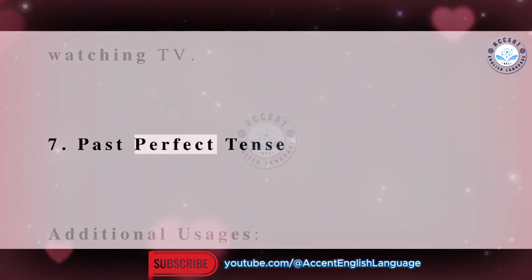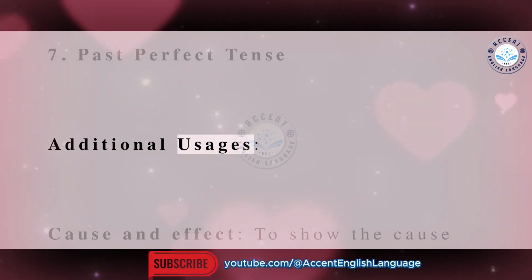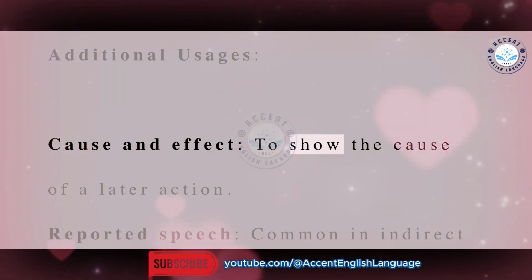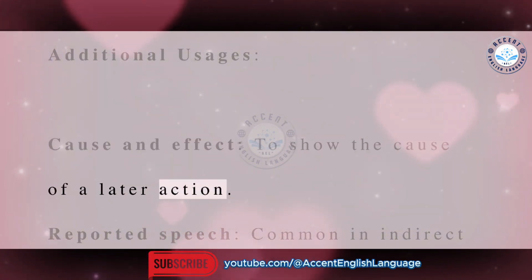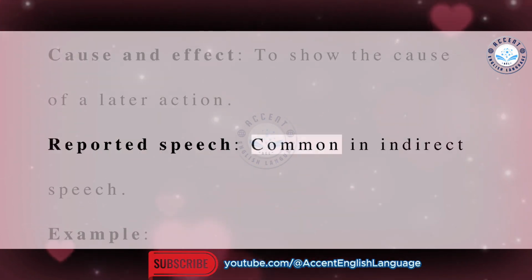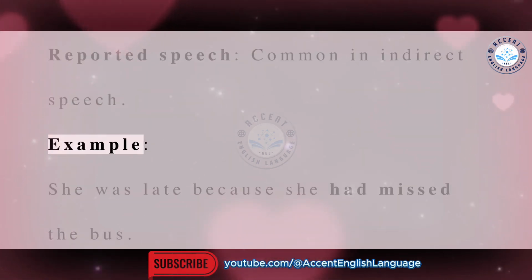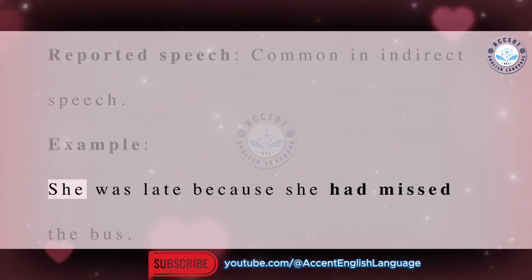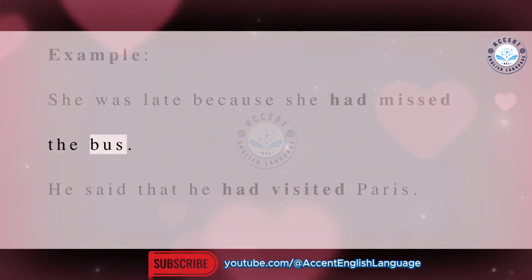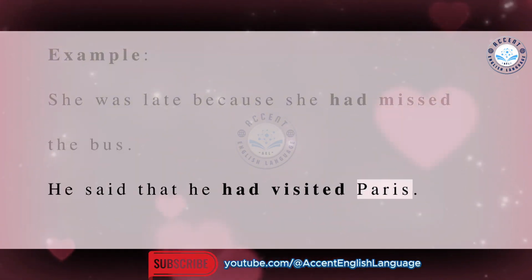7. Past perfect tense. Additional usages. Cause and effect, to show the cause of a later action. Reported speech, common in indirect speech. Example: She was late because she had missed the bus. He said that he had visited Paris.